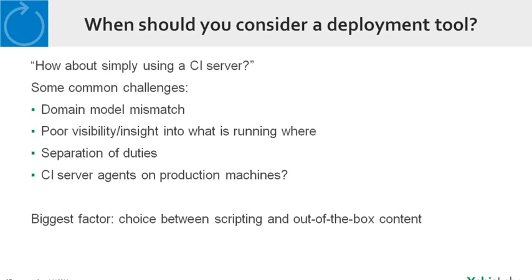But I think the biggest factor alongside those is that the choice really boils down to whether you want to script deployments yourself or whether you want to have some support from out-of-the-box content. I think CI servers are great at what they do. They have tons of out-of-the-box plugins and content for pretty much anything you could imagine doing with code. But in terms of actually supporting application deployments, they only have the most basic support for, well, I can push this WAR file to, say, Amazon Elastic Beanstalk or something like that.